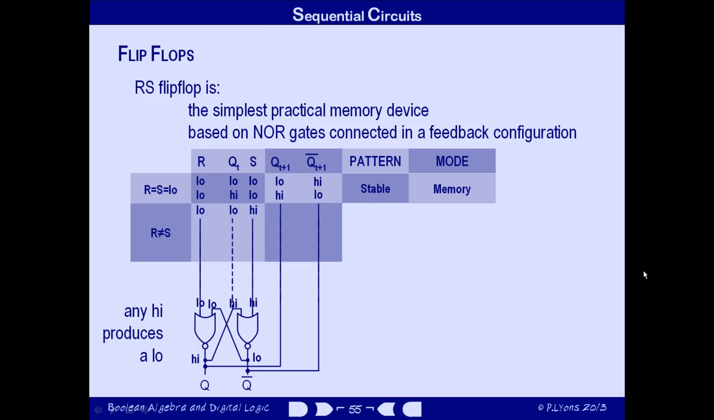Well, nothing much as a matter of fact. The right-hand NOR gate now has two high inputs, whereas previously it had one, so it still produces a low output. At this point, therefore, the circuit has settled down. Q subscript T plus 1 is high, and not Q T plus 1 is low.